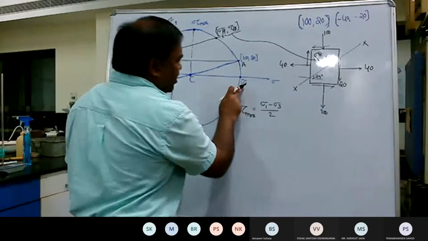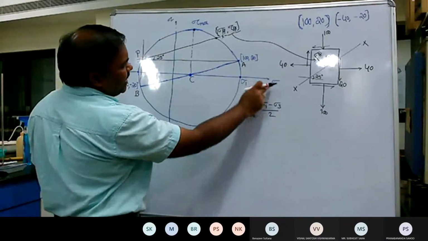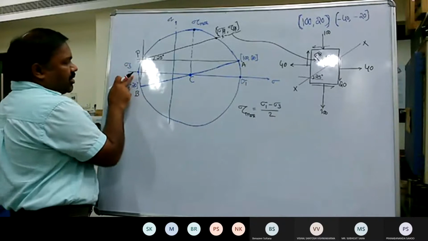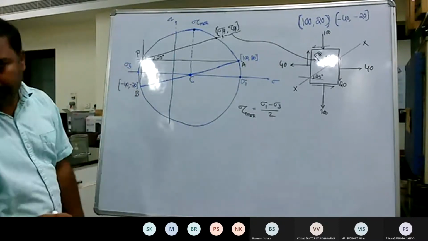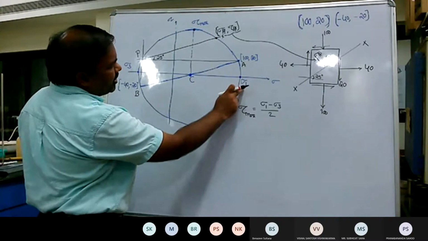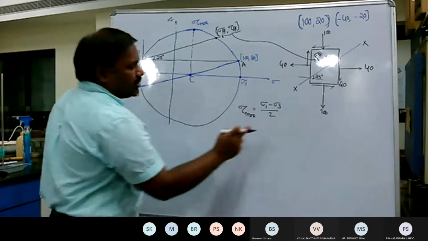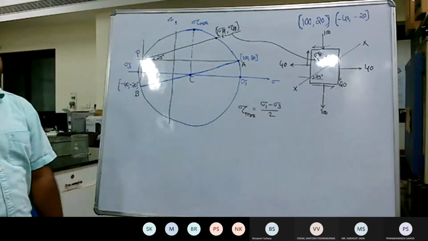Sigma 1, that is the major principal stress, is the intercept on the extreme right side of the normal axis. Sigma 3 is again the intercept of the normal axis on the left side. So when you draw this in a graphical way, you can determine sigma 1 and sigma 3. Substitute here, and then what you get is tau max.